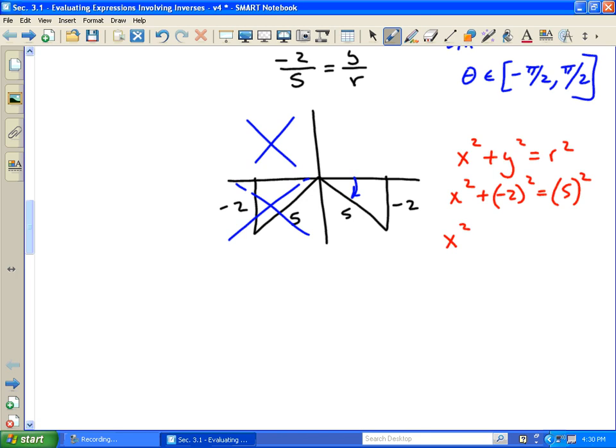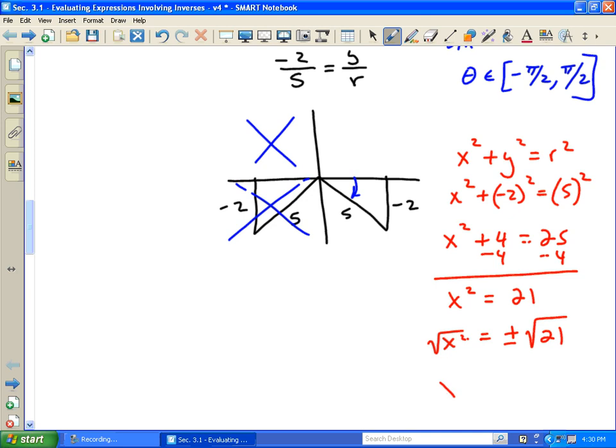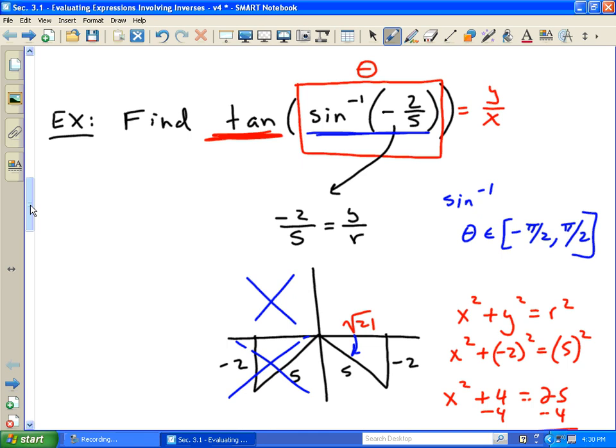Okay, solving this equation, we get x squared is equal to 21, and then when you take the square root, make sure you remember your plus and minus sign. Depending on which quadrant you're located in will determine that sign. We're in quadrant 4, so the sign of x would be positive square root of 21. And we can go ahead and label that up above. Now, I have an x value, a y value, and an r value. That's all I need to evaluate my original question.